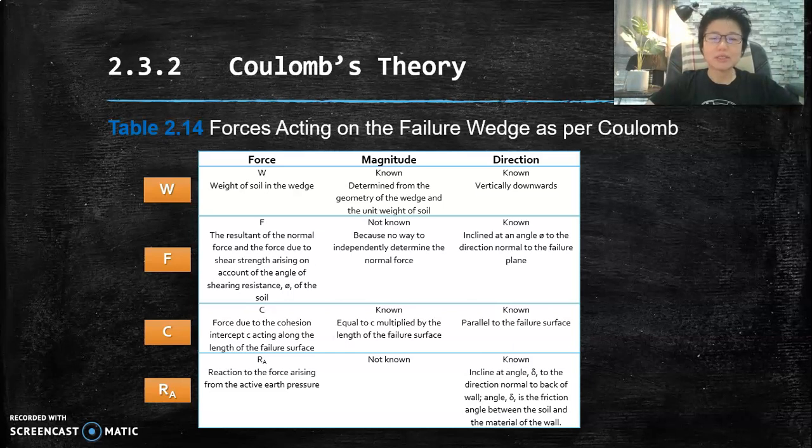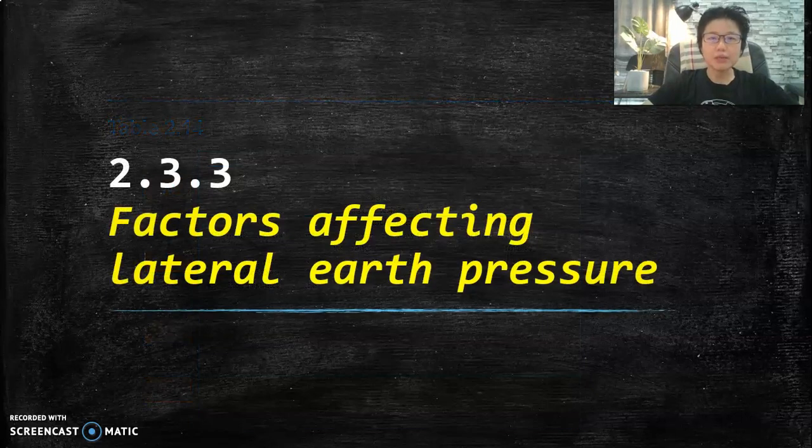Okay, this diagram, this table is in your module. You can look at it for the details, which are the known and which are the unknowns that we need to identify from using Coulomb's method. Now very quickly we'll go through the factors that can affect our lateral earth pressure.